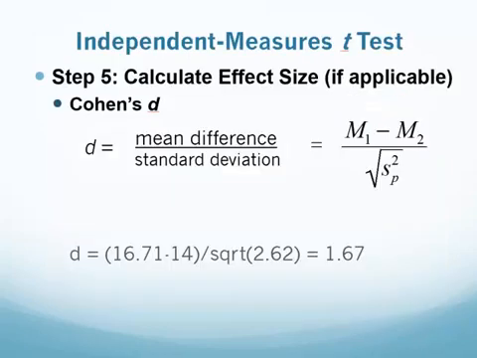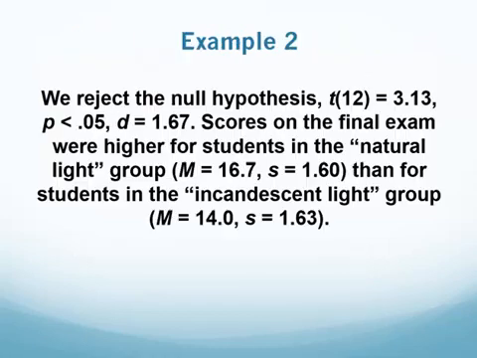So now that we've rejected the null, it's appropriate for us to compute the effect size here. And remember, that's mean 1 minus mean 2 in the numerator. And we're going to divide that by the square root of our pooled sample variance. So don't make a mistake here. Don't just plug the pooled sample variance of 2.62 in here. You have to find the square root of 2.62 in the denominator of the Cohen's d. So 16.71 minus 14 divided by the square root of 2.62 gives us an incredibly robust effect size of 1.67.